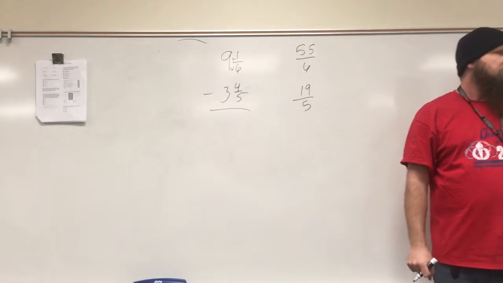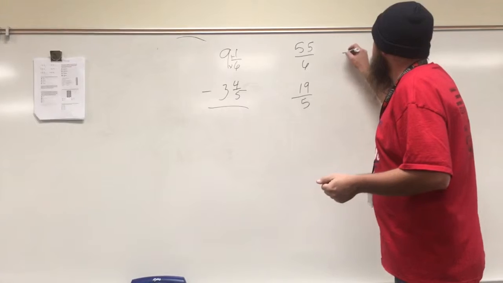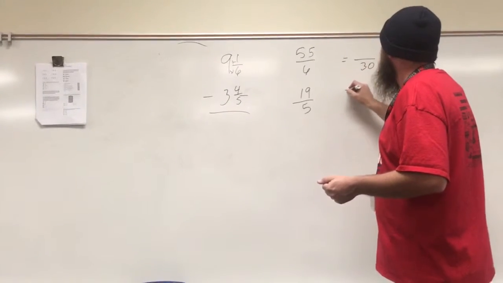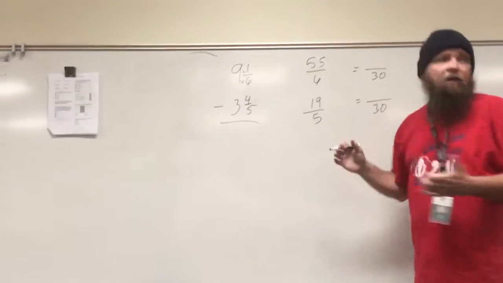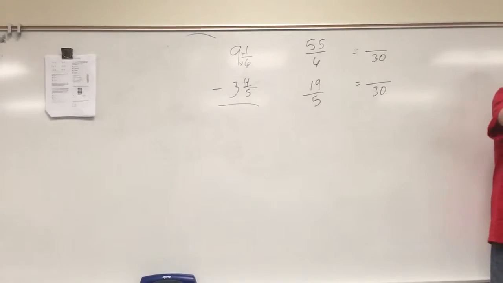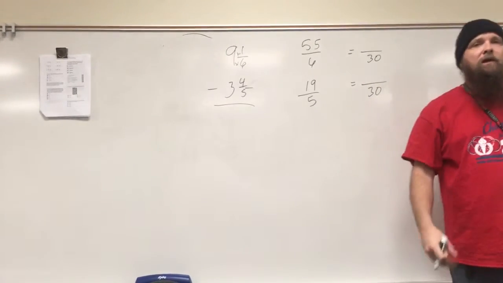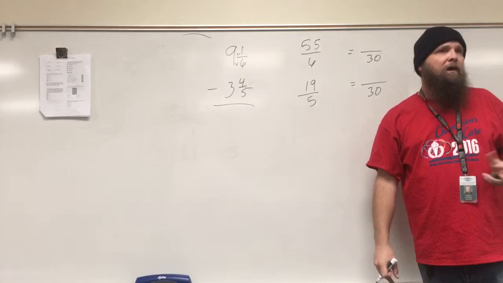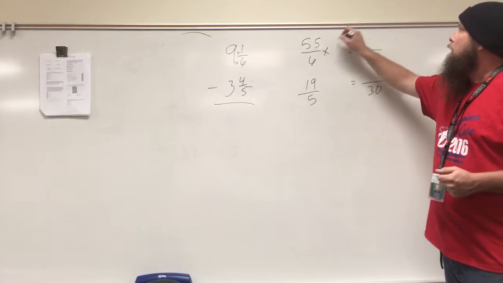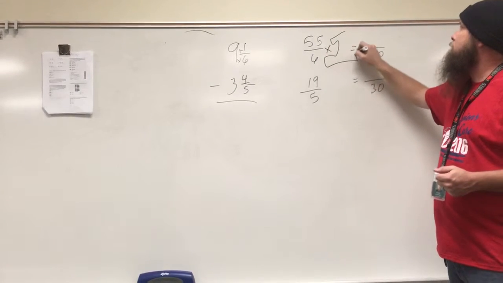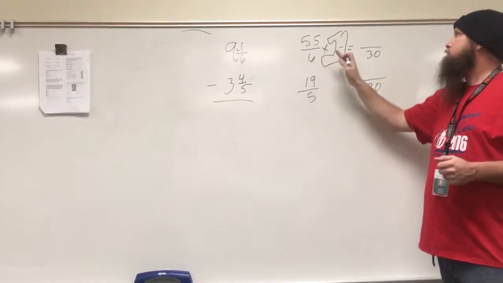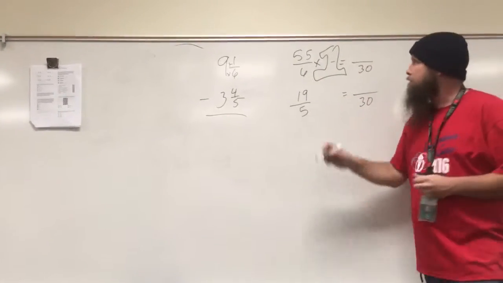30. Anna? 30, excellent. And again, I can look at my multiplication chart, go down the 5 row, go down the 6 row. And I'm going to see the first one that appears in both is 30. I've got to multiply by a fraction that equals 1, so I don't change the value. 6 times what equals 30? 5.